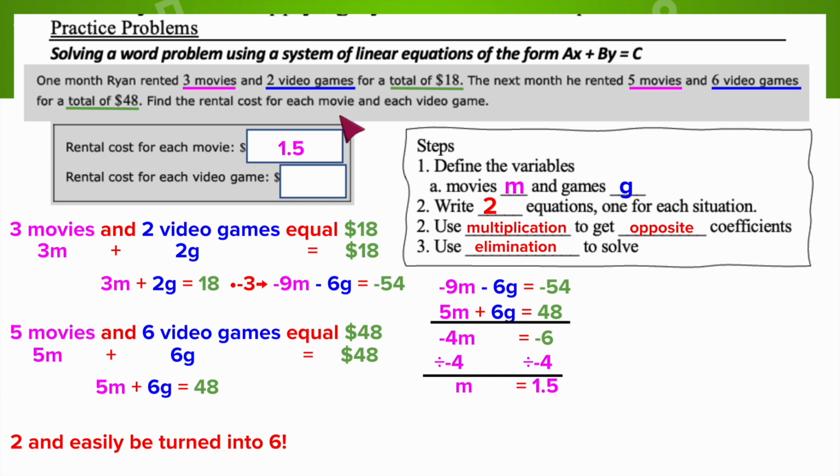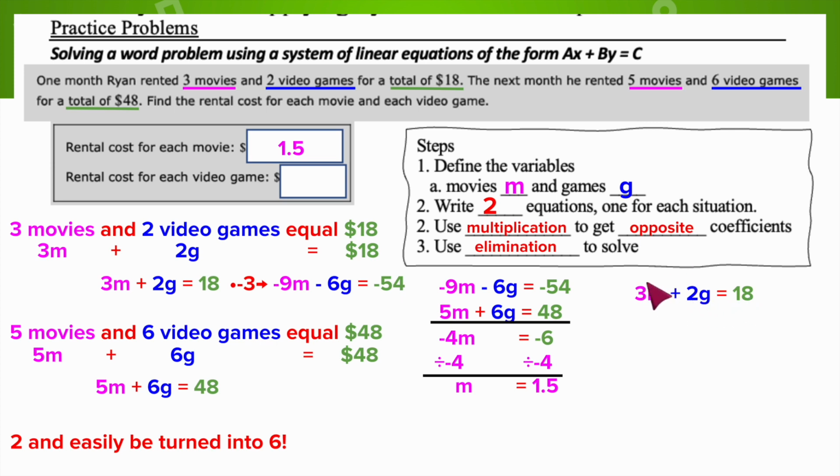So now I have one of my answers. I need the other part of that. I want to know how much the video games cost. So I'm going to choose one of the two equations. I can choose the two original equations, or I can choose this third one that I manipulated. It really doesn't matter which one I choose. I just have to choose one. So I'm going to choose this first one, the 3m plus 2g equals 18.